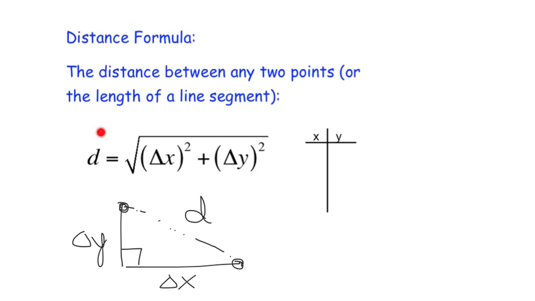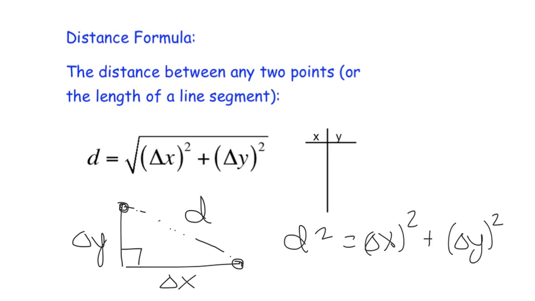And so in order to get d, let me just write that down. I have d squared equals delta x squared plus delta y squared. Now since I want a distance, I don't want the distance squared, I just want the distance. I have to undo that squaring, or square root both sides. So if I square root the left side, I just get d, and then I have to apply the square root to the other side as well. Just like so.